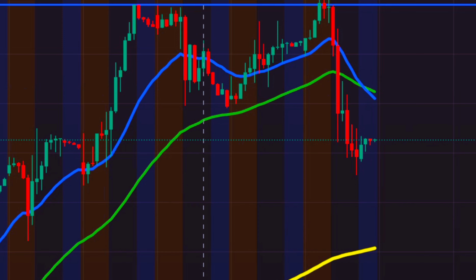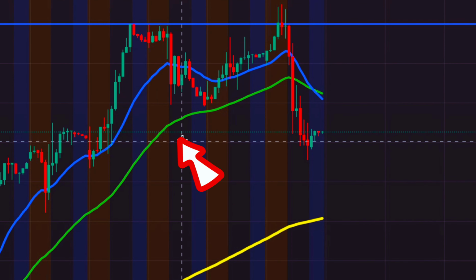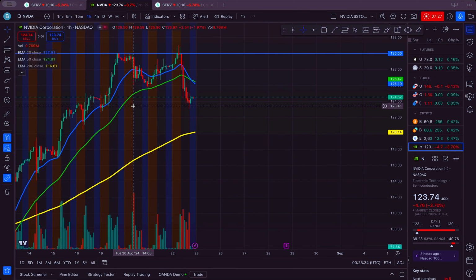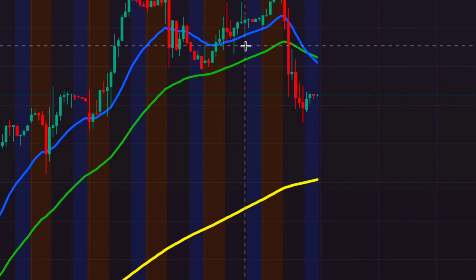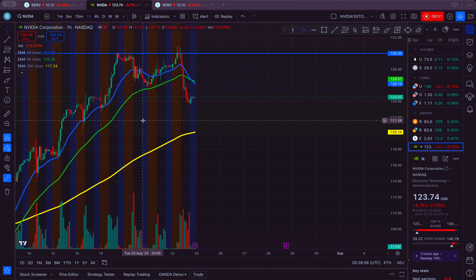Next up is the 50 exponential moving average, the green one that we have over here. This one represents the medium-term trend. This EMA provides a broader perspective compared to the 20 exponential moving average. It's slower to react to the price, but it helps confirm the direction of a trend.